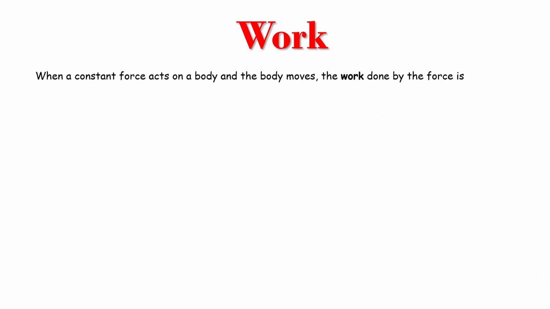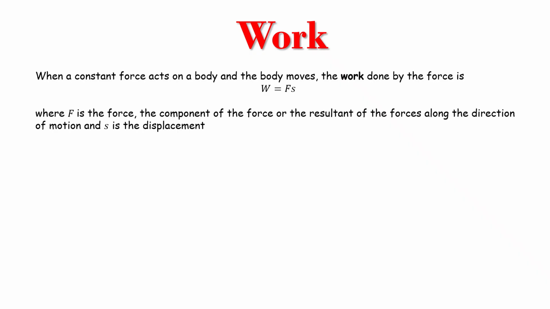When a constant force acts on a body, the body moves and work is done by the force. That work is given as work is equal to force times distance. So our S there is for distance or displacement. That F represents either a force, or a component of a force, so maybe a part of a force, or a resultant of forces. So if there are multiple forces happening, that could be the case. And our S is our distance or displacement.